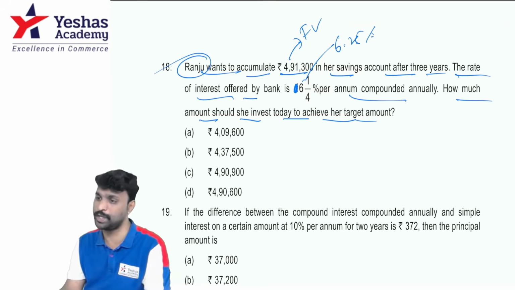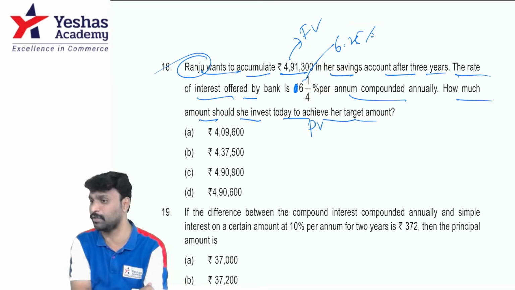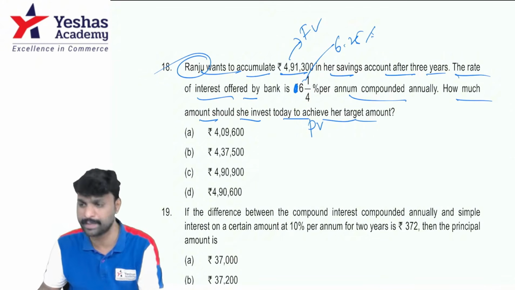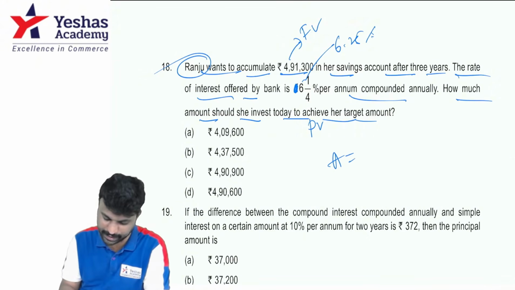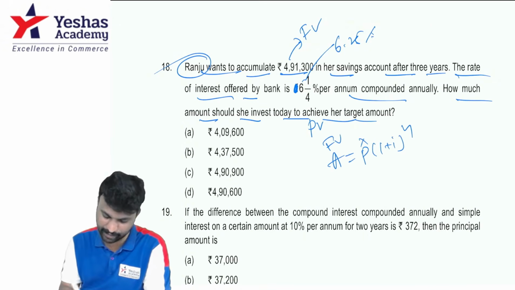It's not an annuity question. It's a future value and a present value question. So this is the PV we need to find. Guys, what connects future value and the present value? It's an appreciation formula. A is equal to P into 1 plus I whole power n. We need to find PV, that means the P value. FV, that is A value, is given.